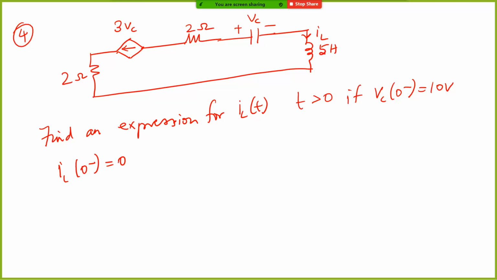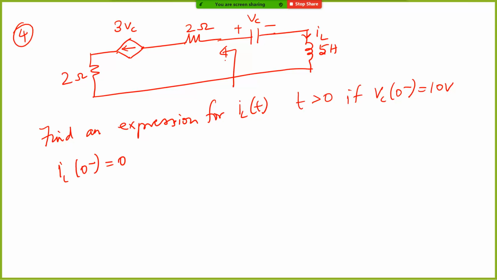Okay, so now that you have a dependent current source, you basically need to figure out the equivalent resistance that you see from here. Okay, so you need to find out the Thevenin equivalent circuit, or you can also write the expression, because it is 3 times Vc. You can also write an appropriate differential equation. So that is one way to do it.